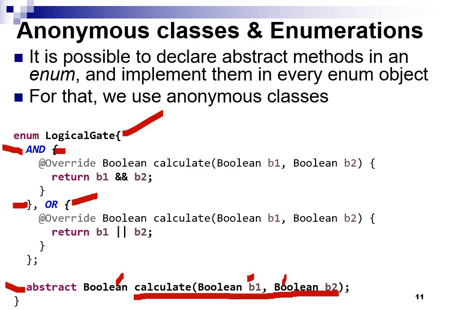Well, we don't have subclasses in enums, right? But we do have objects for the enumeration literals like AND and OR. Therefore, using the anonymous class syntax, we can override this method here, right? And then we can provide code for the AND calculation and for the OR calculation. So that's also a very typical way to provide behavior to enumerations. You can declare methods outside the enumeration literals and then override those methods using the anonymous class syntax.